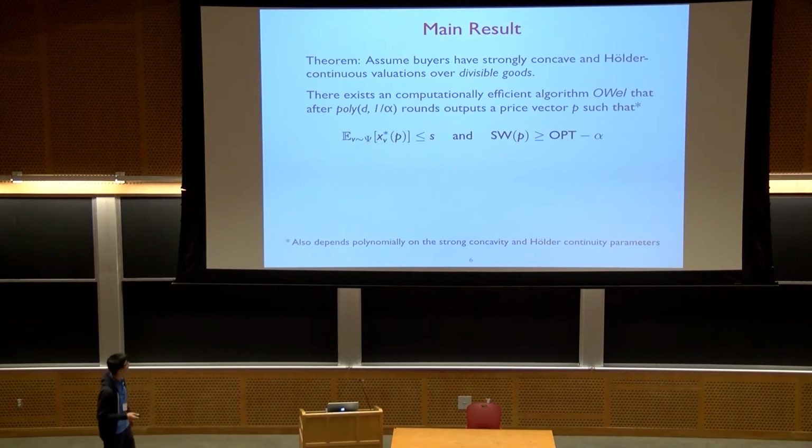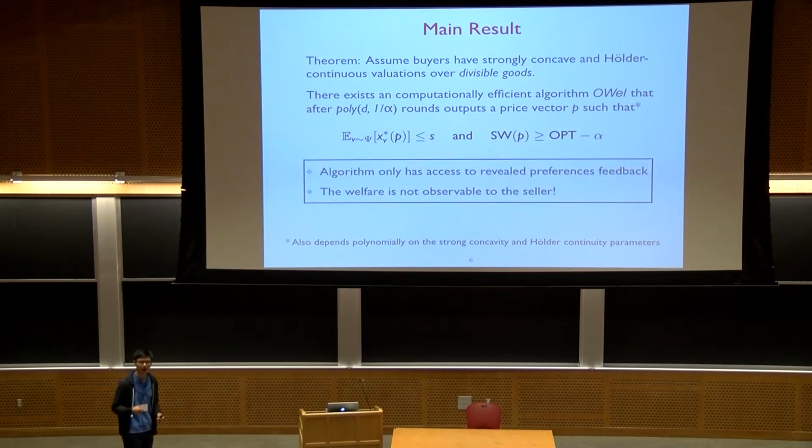We would like to highlight two technical points about this result. The first one is that the algorithm only has access to the revealed preferences feedback. So at any point of the learning, the algorithm never sees the value of the welfare, or the value of the buyer. We're basically optimizing a function for which we never observe the objective values. I find that pretty interesting. So how do we achieve this result?